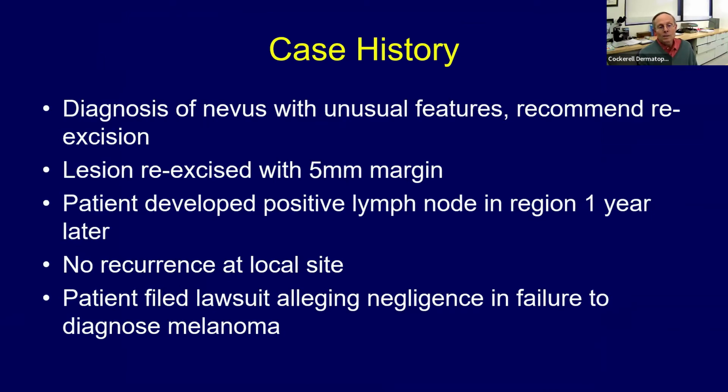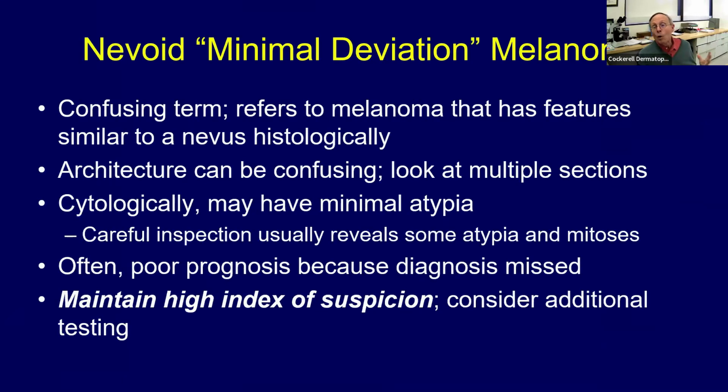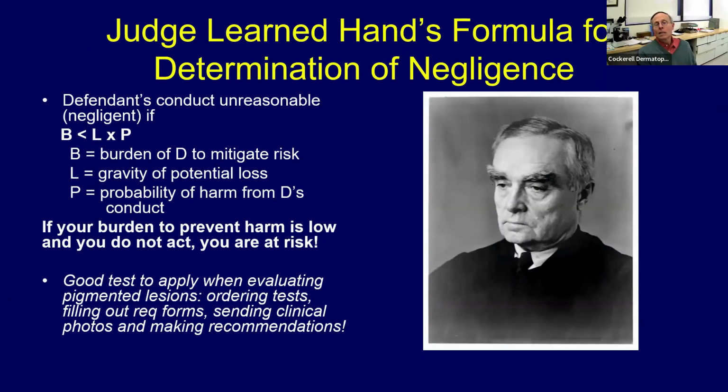And so this is a situation that you've got to be careful of. That was a nevoid melanoma. It didn't look like a melanoma. And back in the old days, this was called minimal deviation melanoma. We don't really use that term much today, but it is something that can lead to a misdiagnosis. And so when you're looking at these tough cases, you're always worried about medical legal liability.